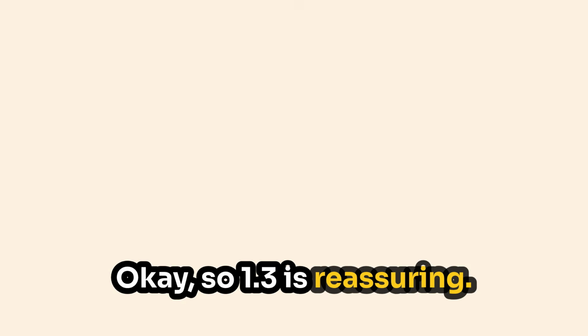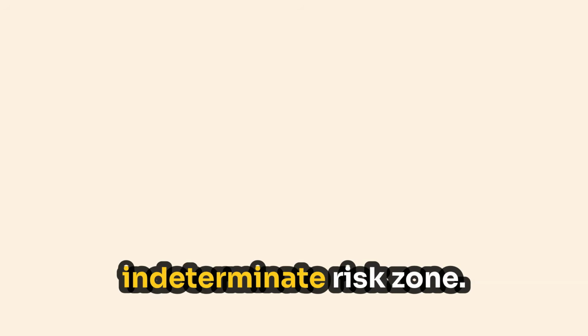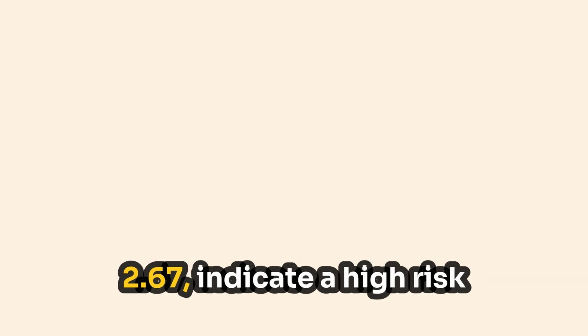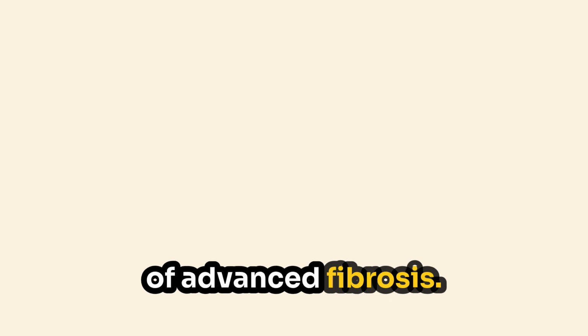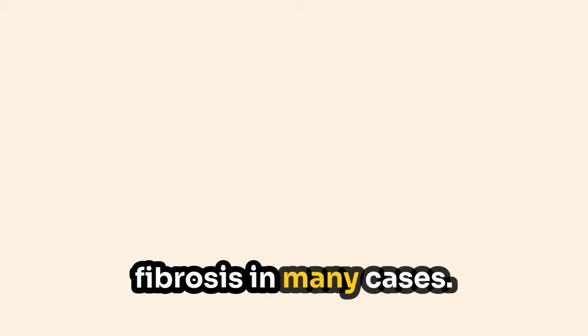Okay, so 1.3 is reassuring. Scores between 1.3 and 2.67 fall into the indeterminate risk zone. These patients might need further evaluation, and scores greater than 2.67 indicate a high risk of advanced fibrosis. These individuals definitely warrant further investigation, often with more advanced techniques or referral. Calculating FIB-4 seems like a really good first-line step for ruling out significant fibrosis in many cases.